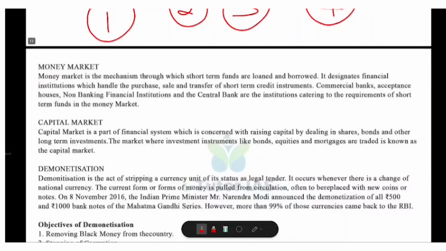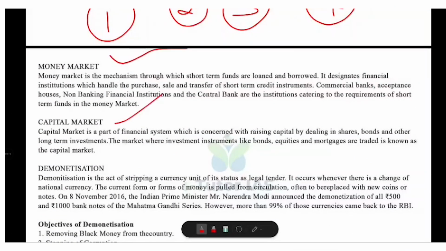Okay, now we are going to learn about money market and capital market.